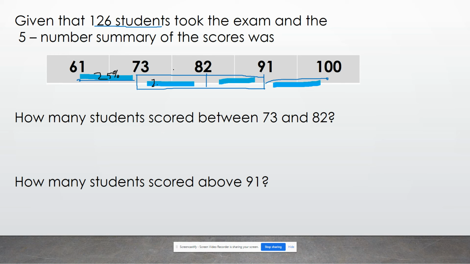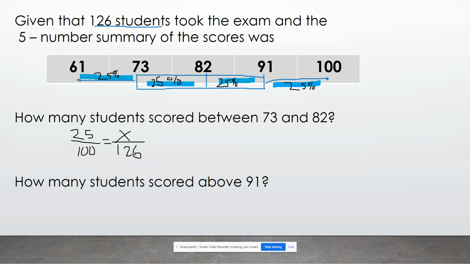This is 25%. This would be 25%. And this would be 25%. Okay, so between 73 and 82, that is right here. There's 25% of the data between 73 and 82. So 25 out of 100 is equal to what, right? How many students, number of students out of the whole 126?